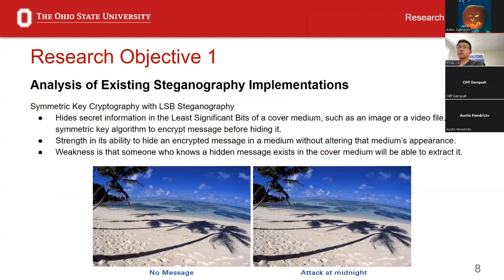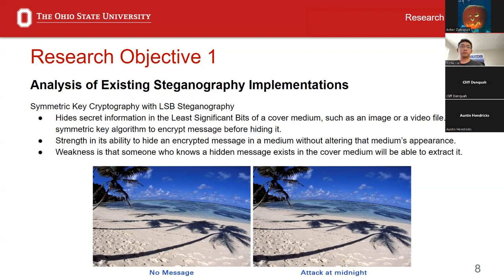So for the first research objective, analysis of existing steganography implementations, one of the main ones that we kind of touched on a little bit is LSB steganography, least significant bit. And what this does is it hides secret information in the least significant bits of a cover medium, which could be an image or a video file or an audio file or anything of that nature. And oftentimes you'll find it alongside symmetric key cryptography to encrypt the message before it's hidden.